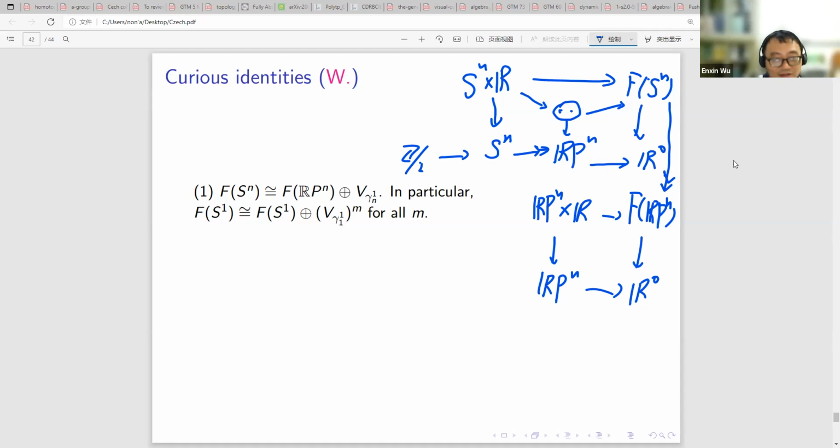And you can check there is a bundle theoretical meaning of a certain bundle inside here. So what I mean is the canonical line bundle on RPn. So we have this canonical line bundle on RPn, right? It's defined by gamma n1. So if I push it forward to R0, I denote it by V of gamma n1. Okay, so this is a push forward.